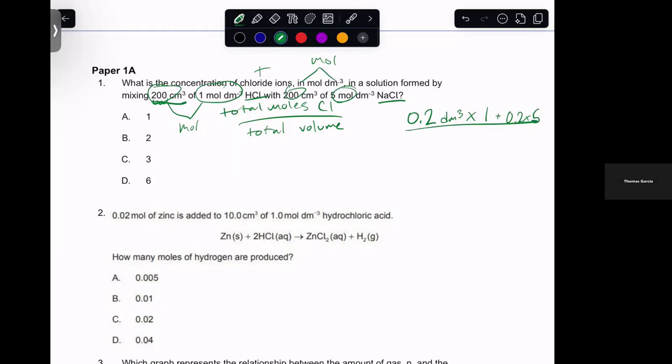When I do that, I will get 1.2 moles of chloride ions in a total volume of 0.4 decimeters cubed, because now my volume is 200 plus 200, or 0.2 plus 0.2. That gives me a total molarity of 3.